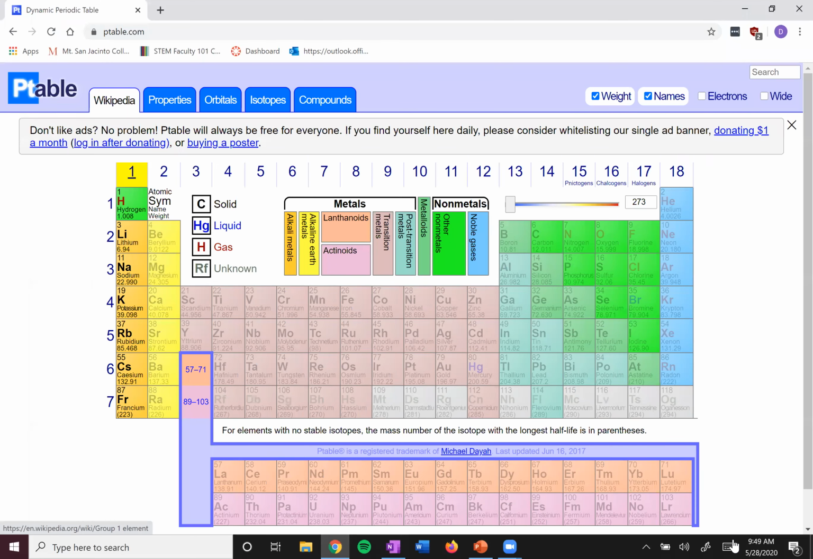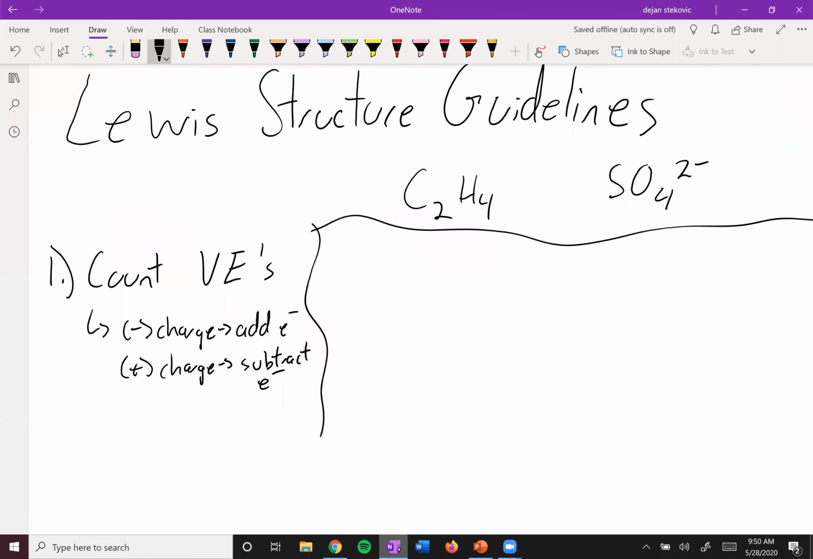Remember, everything in group 1 has 1 valence electron, group 2, 2 valence electrons, group 13 or 3A, 3 valence electrons, 4 valence electrons, 5 valence electrons, 6 valence electrons, 7 valence electrons, and then 8 valence electrons. So as we said, carbon here has 4 valence electrons, and we have 2 of them, so that's a total of 8 valence electrons from carbon. Hydrogen only has 1 valence electron, but we have 4 of them, so that's a total of 4 valence electrons from hydrogen, for a total of 12 valence electrons for C2H4.